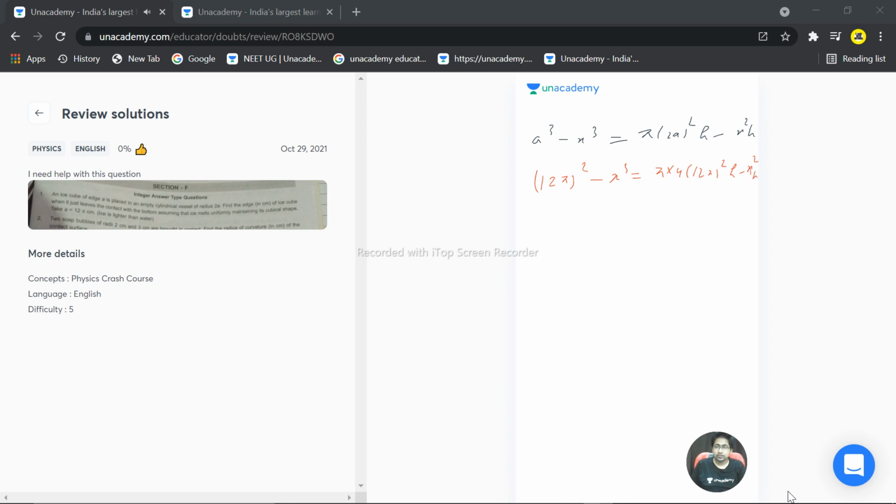So further, on solving this entire thing, we can calculate the value of x as 3 centimeter. So hope this answered your question. Thank you very much.